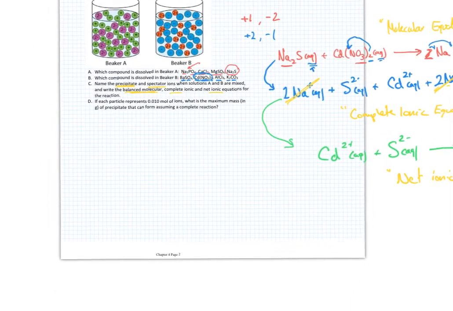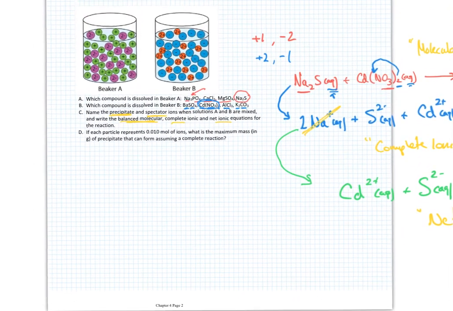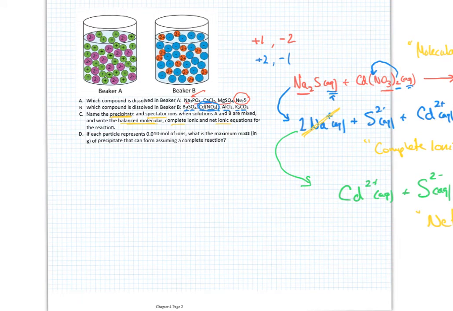All right, let's go to part D, and this is really a stoichiometry problem. Let's take a look at part D and see how this is worded. If each particle represents 0.01 moles of ions, what is the maximum mass in grams of precipitate that can form, assuming a complete reaction? If you look at this carefully, first of all, you're going to have to do some counting here to figure out how many moles we have. But second of all, it's asking for maximum mass. What's that another word for? That's another word for the theoretical yield. So we're trying to find the theoretical yield of cadmium sulfide that's able to be formed.